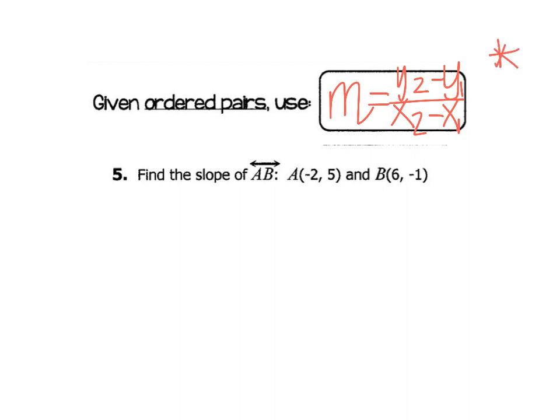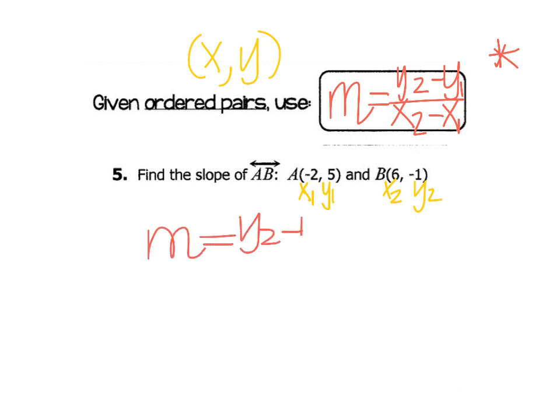So for number 5, here's an example where we want to find the slope of AB and we're given 2 ordered pairs. First thing we want to do is label them x1, y1, because remember an ordered pair is always x comma y. So we're going to call the first x x1, the first y y1. We're going to call the second x x2, the second y y2. Then we want to remember our formula. Our formula is right above there, y2 minus y1 over x2 minus x1. And then we're going to plug these in.